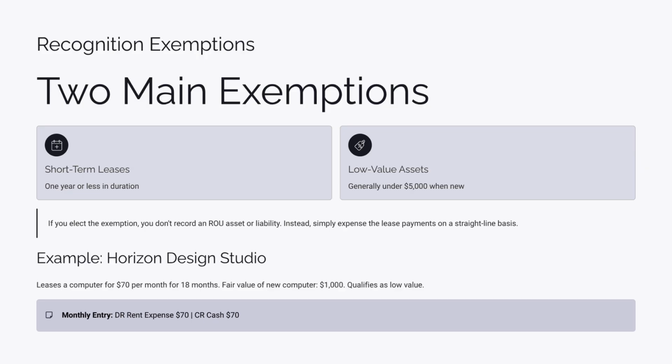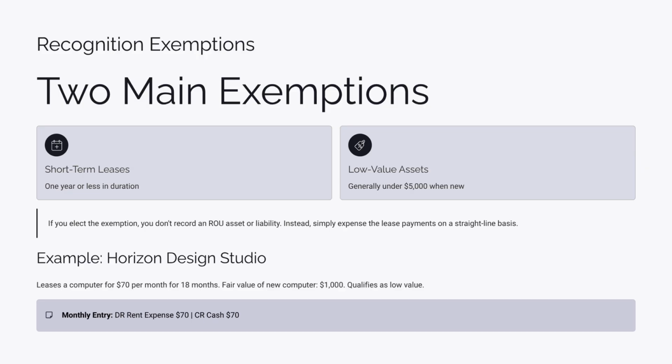IFRS 16 provides 2 main exemptions. Short-term leases, 1 year or less. Low-value assets generally under $5,000 when new. If you elect the exemption, you don't record an ROU asset or liability. Instead, you simply expense the lease payments on a straight-line basis.